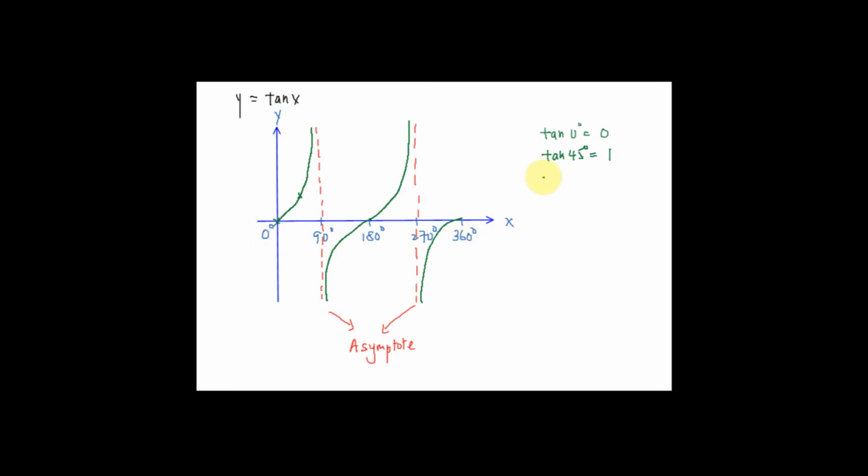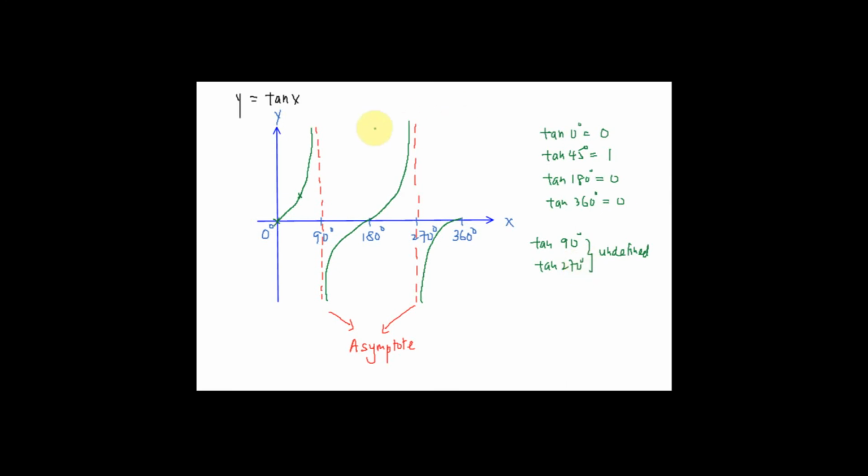You can see here tangent 180 is also 0 and tangent 360 is 0, whereas tangent 90 and tangent 270, these two are undefined. If you press the calculator for tangent 90 and tangent 270, you get a syntax error.